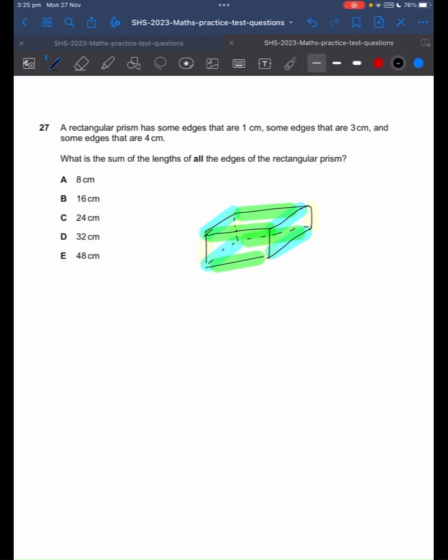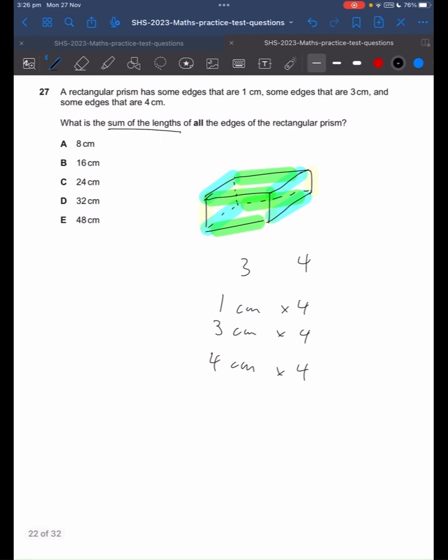So some edges are 1 centimeter, some edges are 3 centimeters, and some edges are 4 centimeters. Now if we count the number of different types of edges, we have 3 different types and exactly 4 of them. From there we can say that 1 centimeters, there are 4 of them, 3 centimeters, there are 4 of them, and 4 centimeters, there are 4 of them. What we do for this question is add them all up to get our answer.